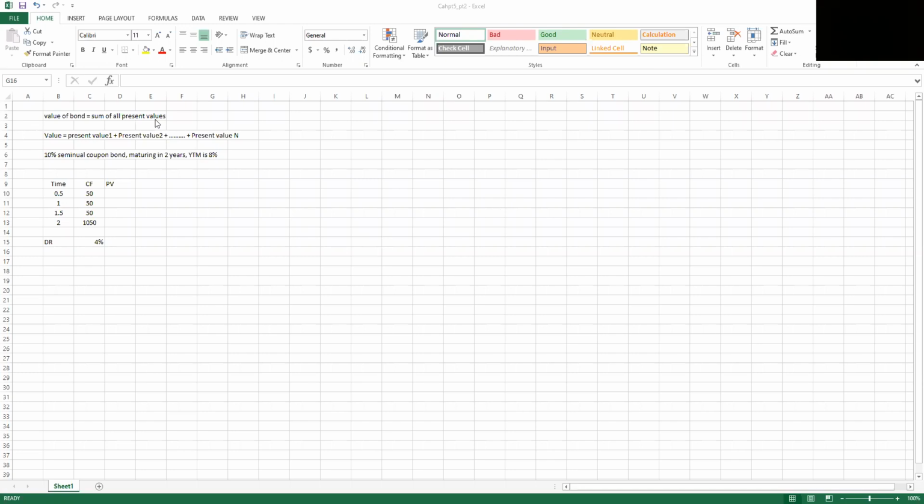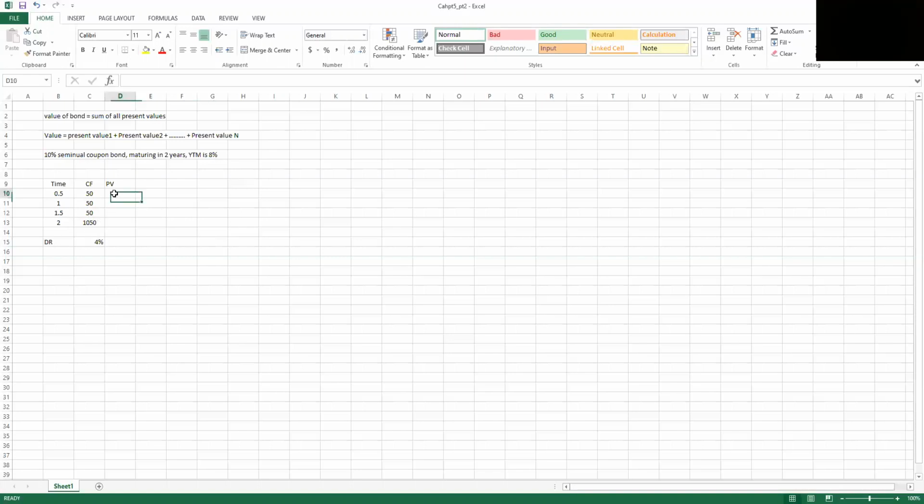This example is different from the one given in the book, and it's semi-annual. So now let's see: a 10% semi-annual coupon bond maturing in 2 years, with a discount rate of 8%. Here are its cash flows, 50 in each 6-month period and 1000 at maturity. This is the discount rate, 4%.